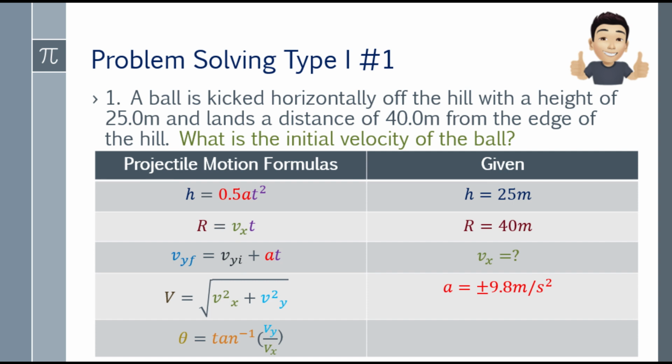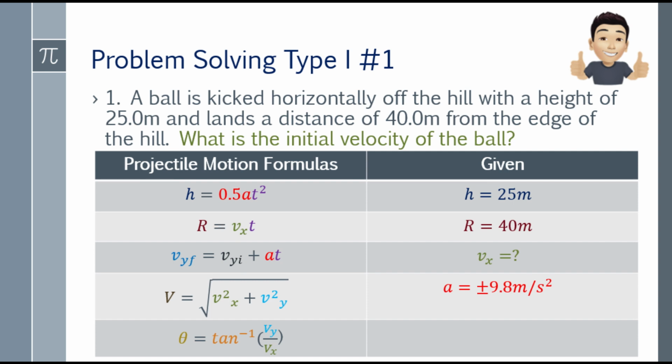So, review lang muna tayo. Ano ba yung mga projectile motion formulas na meron tayo? So, first one, we have h is equal to 0.5 a t square. Yung height daw ay equal sa 0.5 or 1/2 times mo ng acceleration times mo ng t square, yung time. Alright, next naman is the range. So, we have Vx times mo ng time. Vx again is the horizontal component ng velocity at yung initial niya. Third one, we have the final velocity is equal to the initial velocity plus acceleration times time.